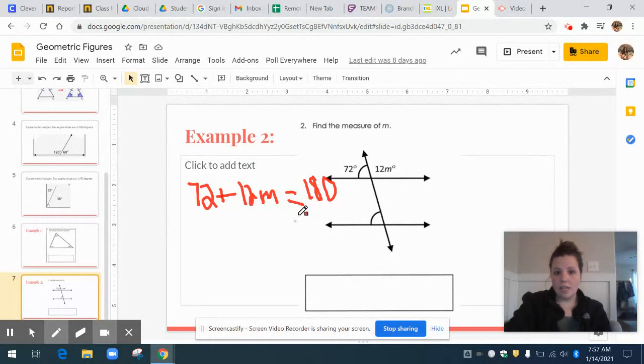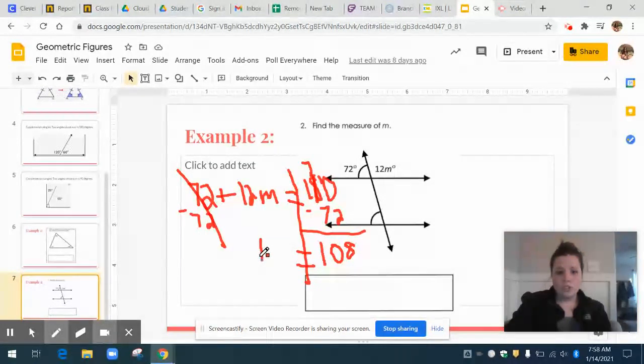I know that I cannot do anything with this 12m until it's by itself. So I'm going to draw my line, and I have to move the 72 first. It's a positive 72, so to get rid of it, I'm going to subtract 72, and then I have to subtract 72 from this side. I have to borrow from this 8, so it's going to become a 7. 10 minus 2 is 8. 7 minus 7 is 0. And 1 minus nothing is 1. Then I'm going to set that equal to 12m.